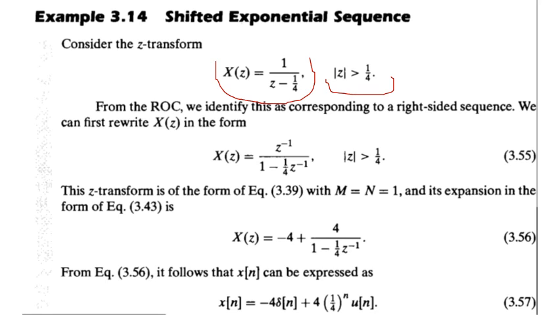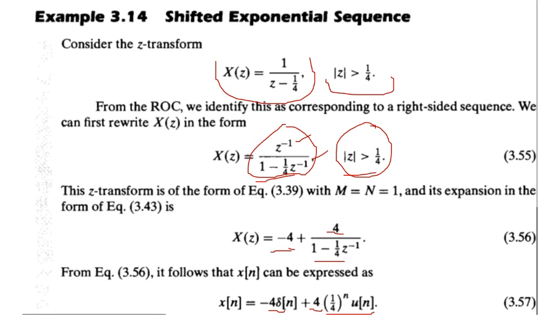So what we can do is multiply and divide this with z inverse, and I get this form. From this I can see that this is a right sided sequence, and this is kind of an improper fraction, because we have z raised to the power minus 1 here and z raised to the power minus 1 here. So we can apply long division. After long division, this is our quotient, this is our remainder, and this is our denominator. So we can find the inverse. The inverse of minus 4 is minus 4 delta of n, where 4 is scaling, and then 1 by 4 raised to n u of n according to the z transform.